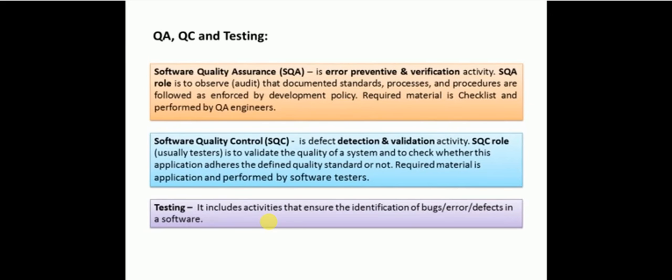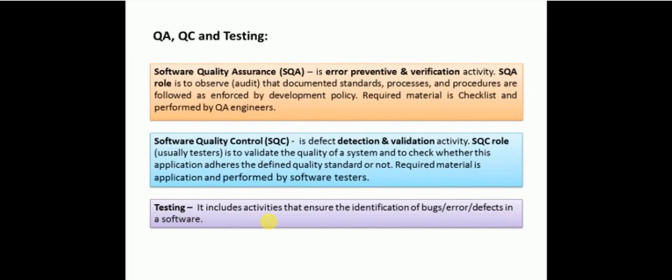QA is also called a verification process. During the development process, it is performing an activity to make sure that your product will be a bug-free product. Of course, you cannot ensure that your product will be 100% bug-free, but actually it's a process of monitoring and improving the software development process, so that more errors can be eliminated at the early level.